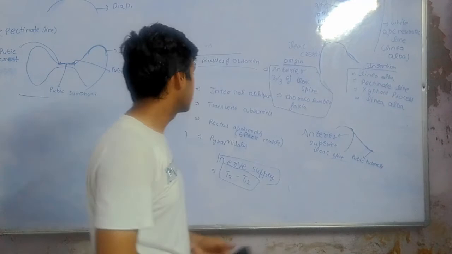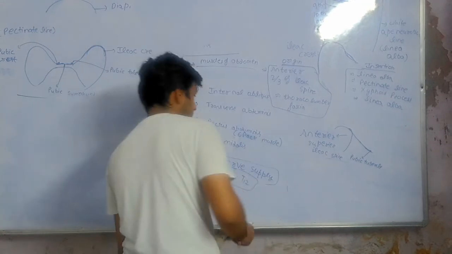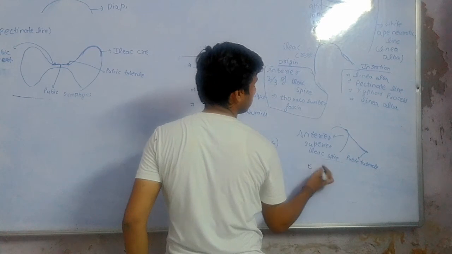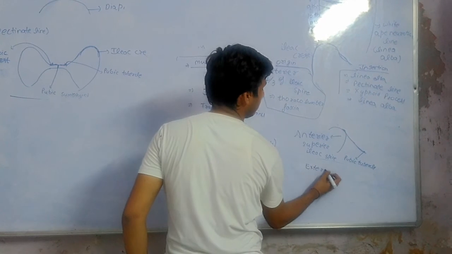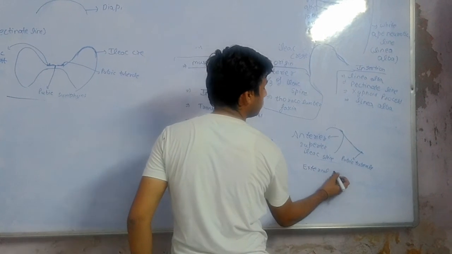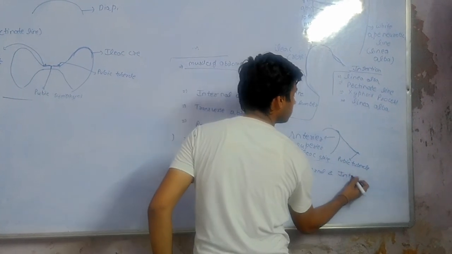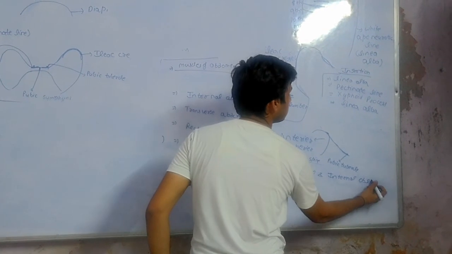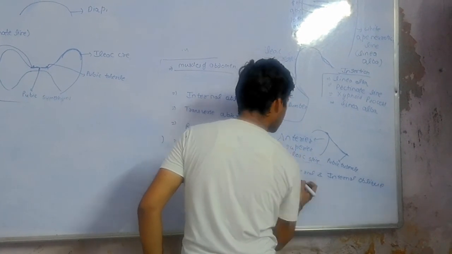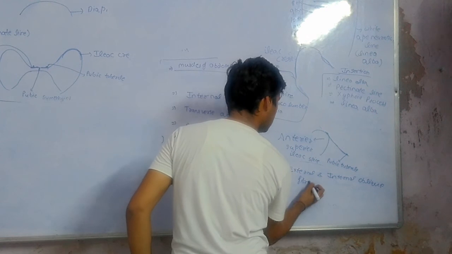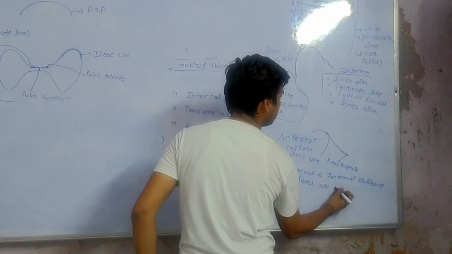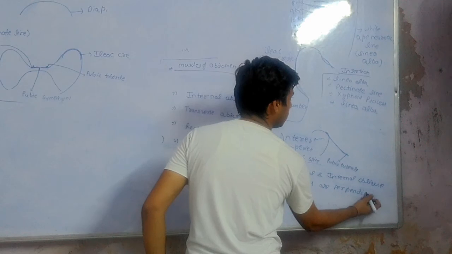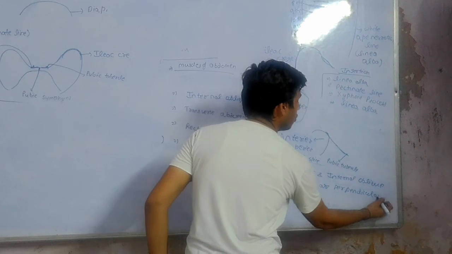So it is reverse. Perpendicular fibers are present. External and internal oblique fibers are perpendicular to each other.